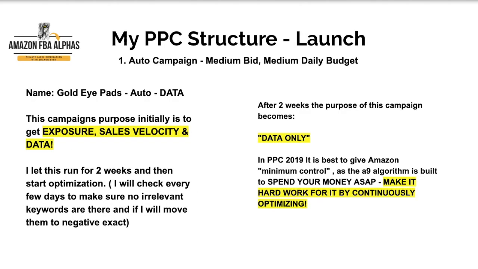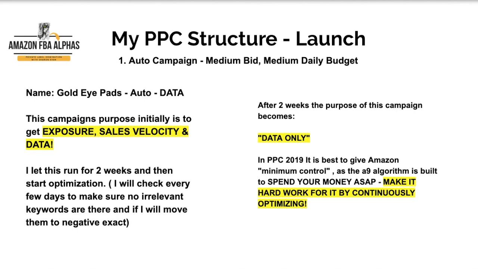So my PPC structure for launch. Auto campaign, which would be a medium bid, medium daily budget. You could start anywhere between $25 to $50 per day. Medium bid. So let's say if the lowest bid is 50 cents, the medium bid is $1, and the highest suggested bid by Amazon is $1.50. You could put in between $1 to $1.50.